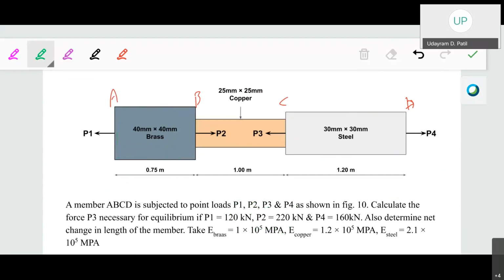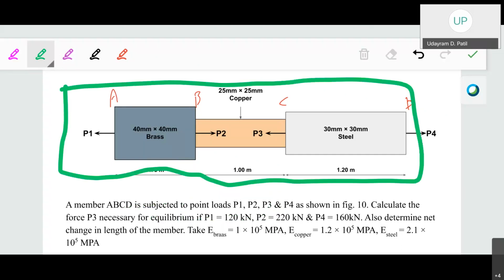Also there might be a compression of the section. Loading is differential, therefore only tensile load may not be applied to all of the sections. For a certain section the compressive load may be applied. In that case the elongation will not be there, compression will be there. So we have to calculate the total elongation or compression in this particular member.